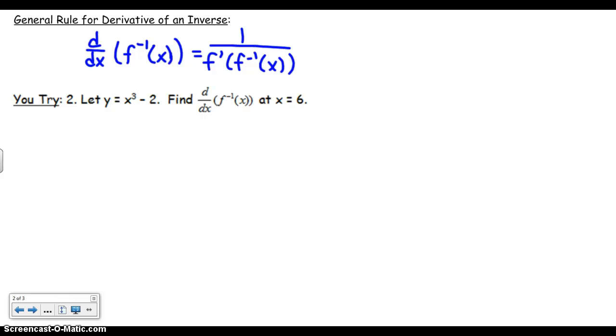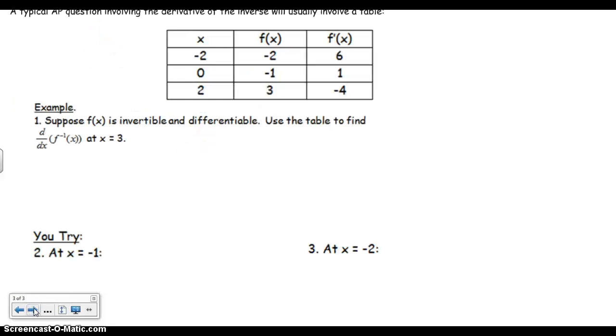So you try example 2. It's just like the example we just tried. Pause the video, take a few minutes, try this problem, unpause the video, and the answer will appear. Okay, so for this example, you should have gotten 1/12. Now, the next example involves a table problem, and typically this is what the derivative of an inverse question generally looks like on the AP exam.